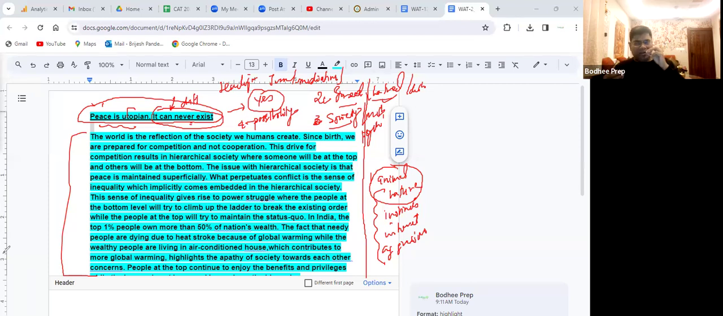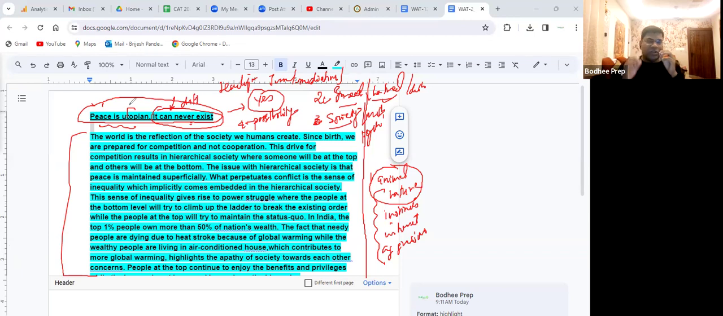Why is peace utopian? Animal nature, aggressive instinct, greed, hatred, materialistic outlook. I want these words, the feeling that you are not well off and the other guy is well off. All these things, when they come together, they create poison in human beings. And each one wants to have more and more. Are you getting my point, people?